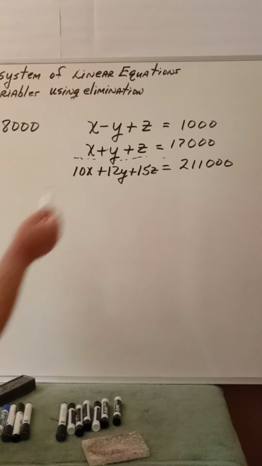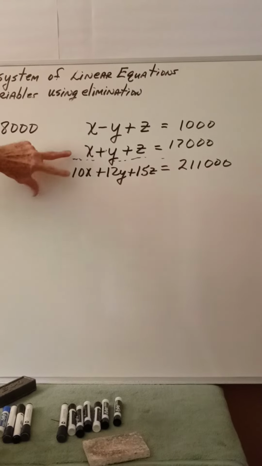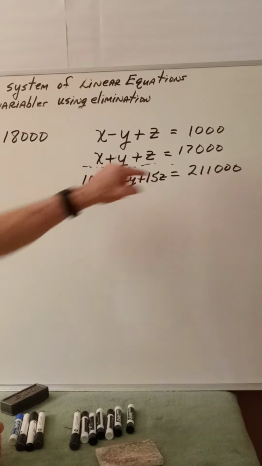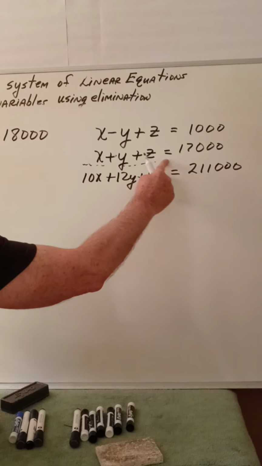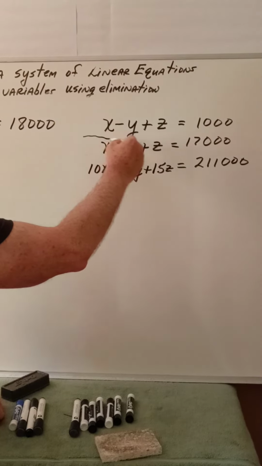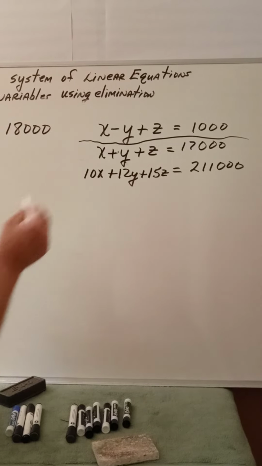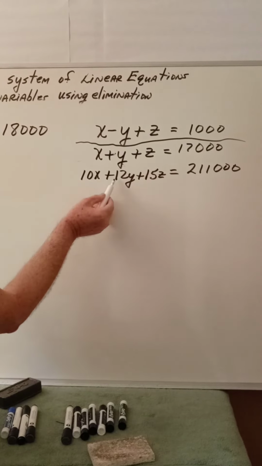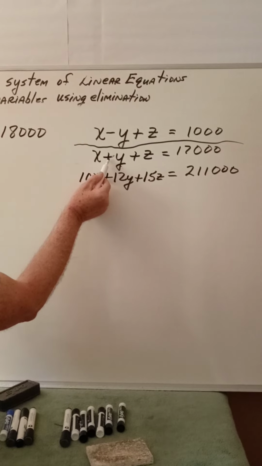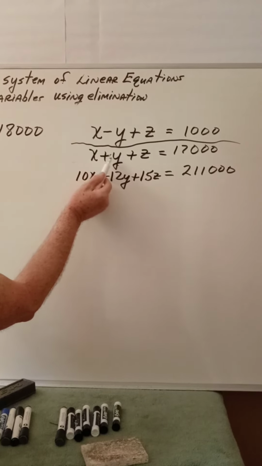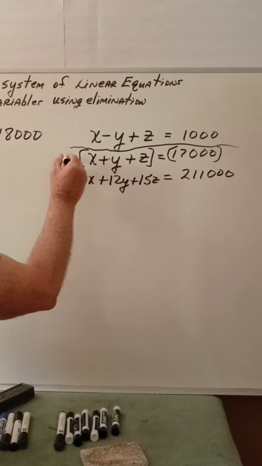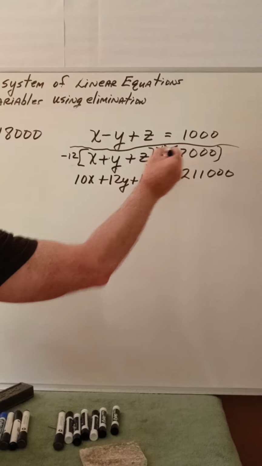Now we're going to need to pick another pair. Let's pick this bottom twosome right here. The x plus y plus z is equal to 17,000 in this one. Let's look at the bottom pair. We need to get rid of y. It's a positive 12y, and we need to make it a negative 12y. It would have to be multiplied by a negative 12 to accomplish that. So we'll multiply both sides by a negative 12.